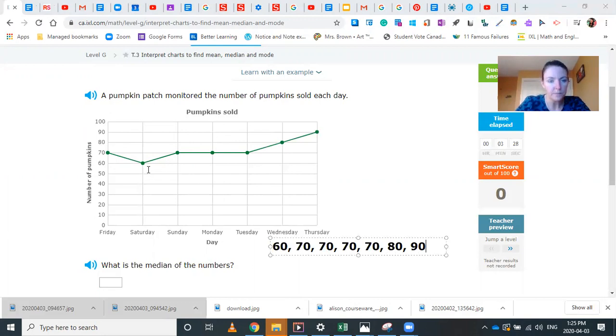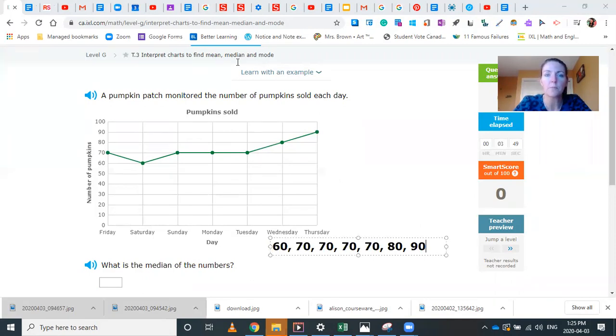Okay, so let's check that we've got them all in. If we count here, we've got 1, 2, 3, 4, 5, 6, 7. And how many dots or plots do we have on our graph? We've got 1, 2, 3, 4, 5, 6, 7. This is the way that you need to check, to make sure that you've done it all.